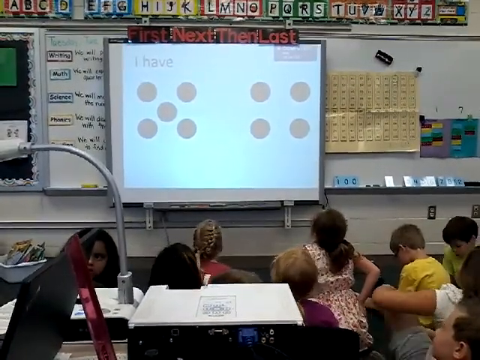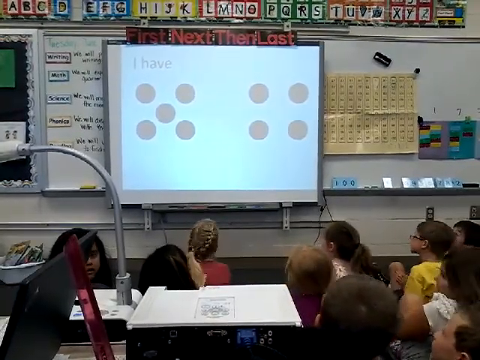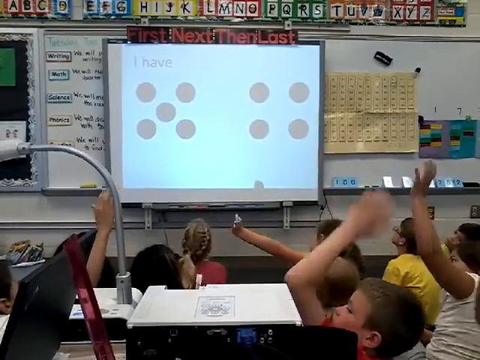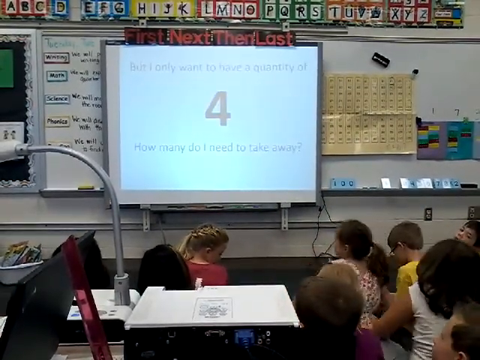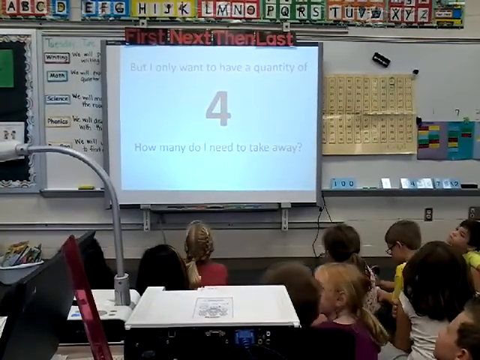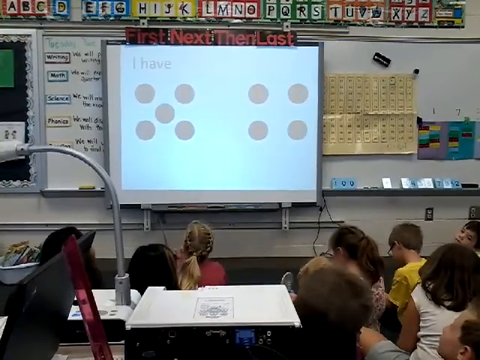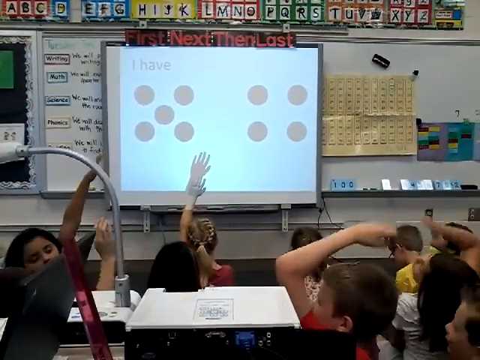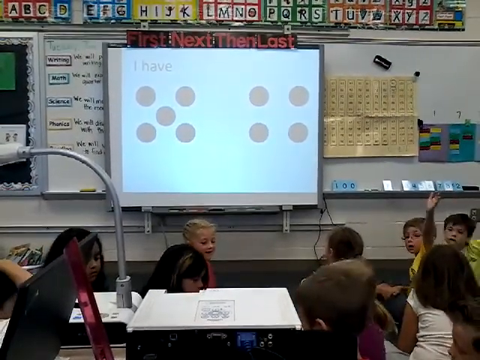This one is also a little bit different, so let's think about this. This is how many I have. How many do I have? How many do you see? Everybody. Okay, now listen to this. But I only want to have a quantity of 4. So how many do I need to take away to have 4? I'm giving you a big hint. Look up at the screen.